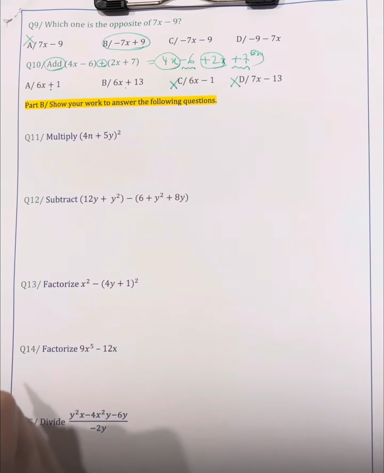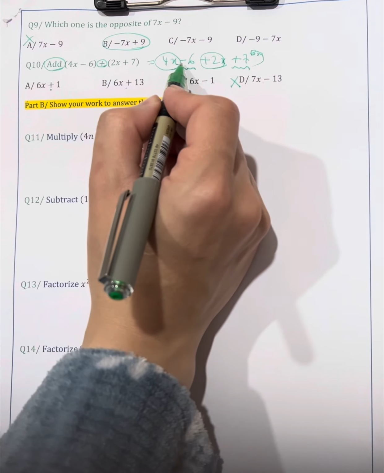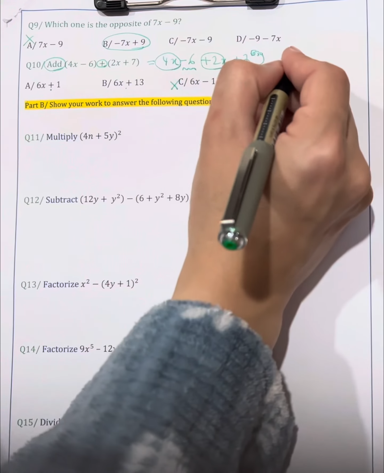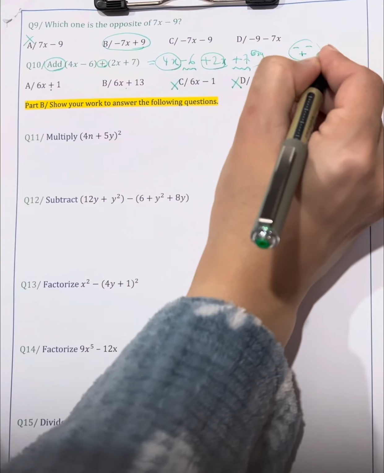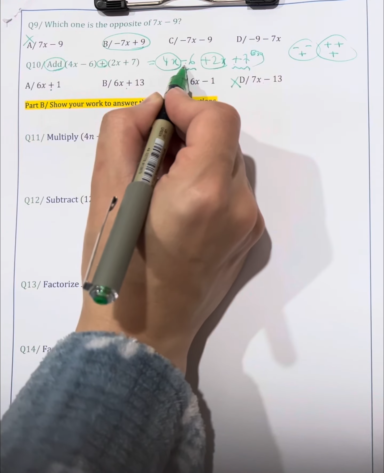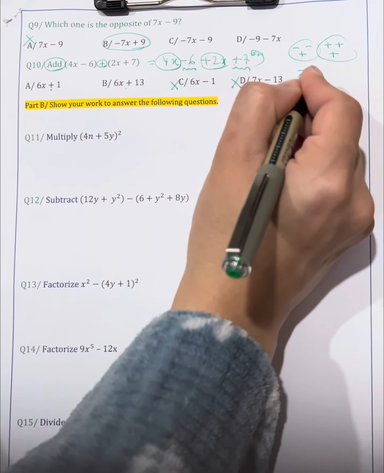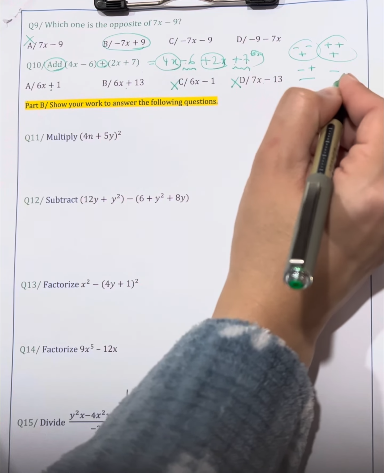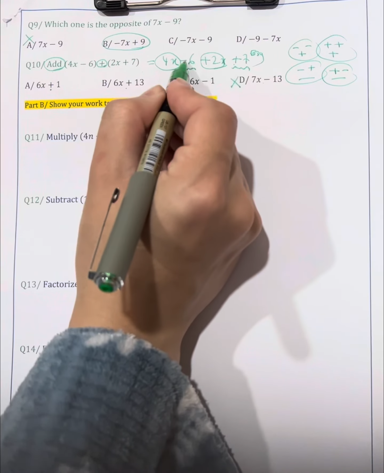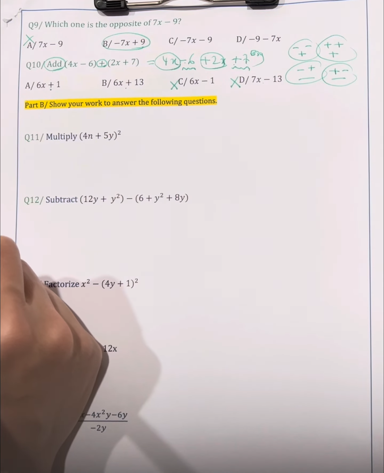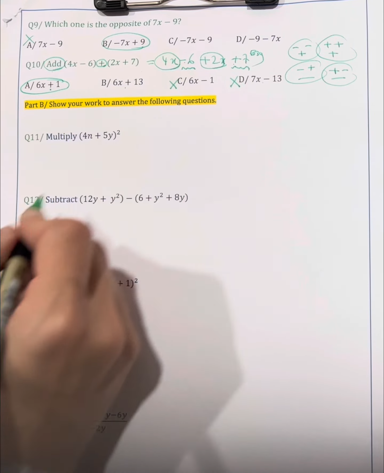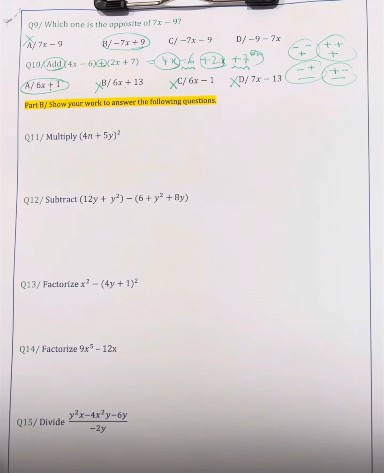Okay, let's continue. We say that if I have the same sign, that means negative, negative, or positive, positive, I will add. But we have different signs. So if I have different signs, what do we do? Yes, we will subtract. So 7 minus 6 is going to give me 1. So my answer is positive 1. My correct option is A and B is wrong.